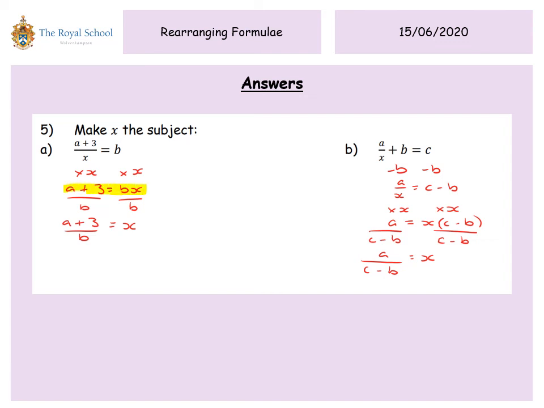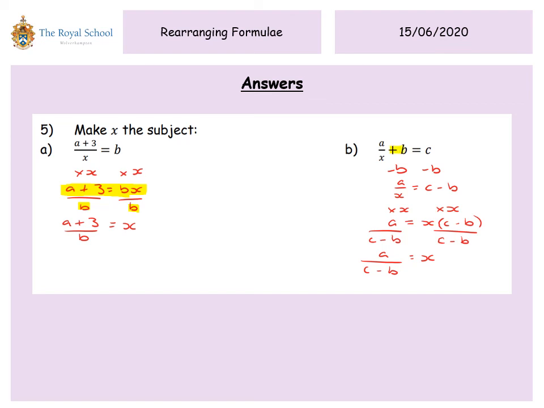And it's only from this point then can we actually start to get x on its own. So our x here in yellow has been times by b. So we now go and divide both sides by b to get our final expression. And part B here, we've got a over x plus b equals c. So the first thing we need to do is actually move all of our non-x terms over to the right hand side.